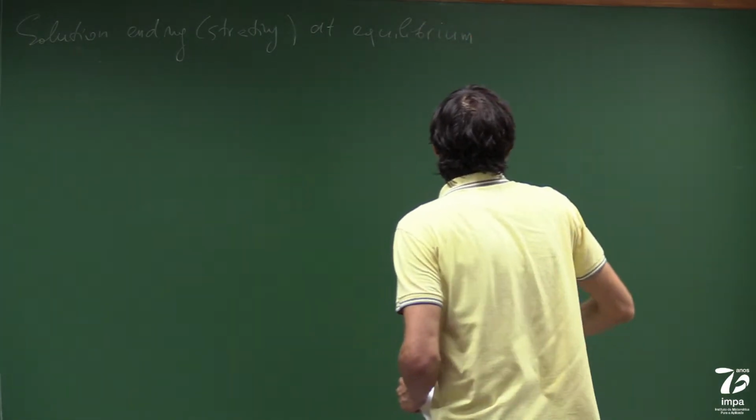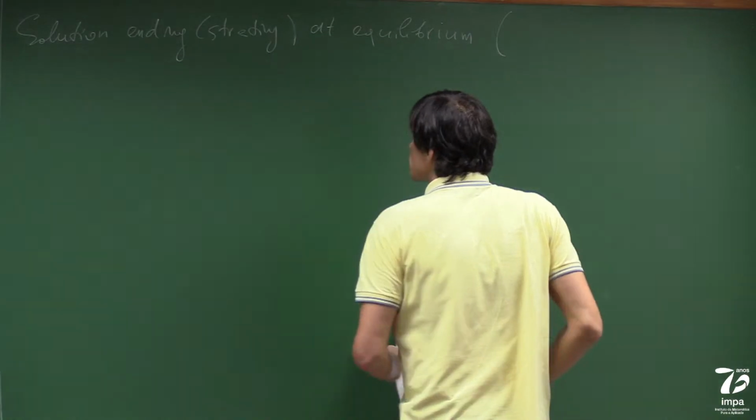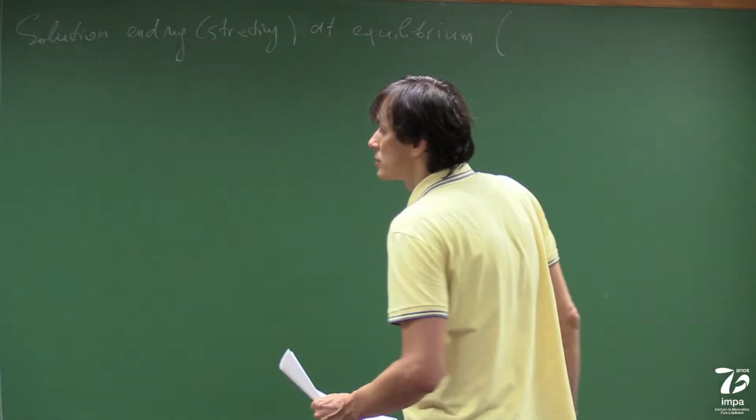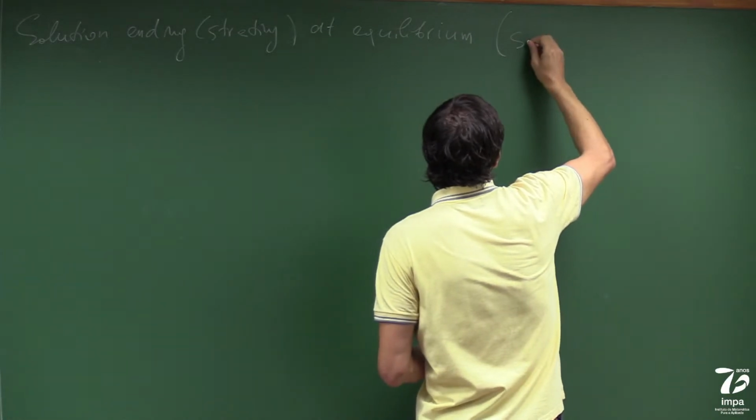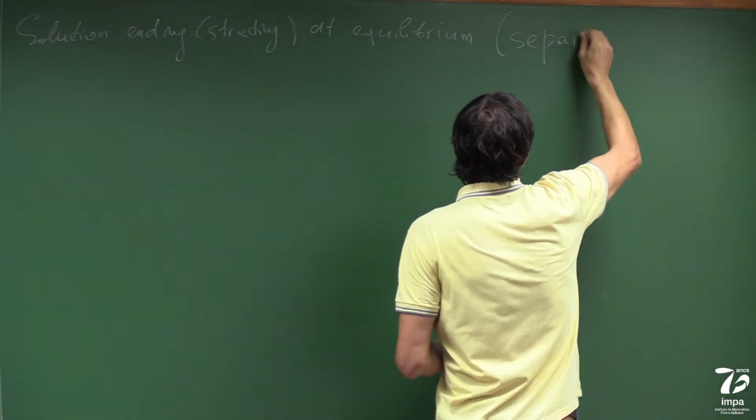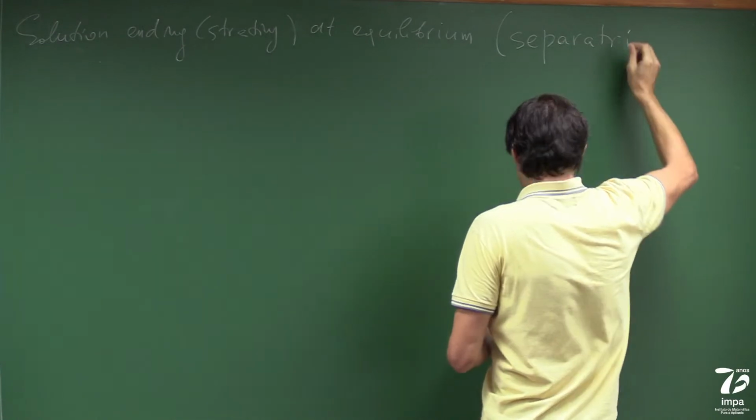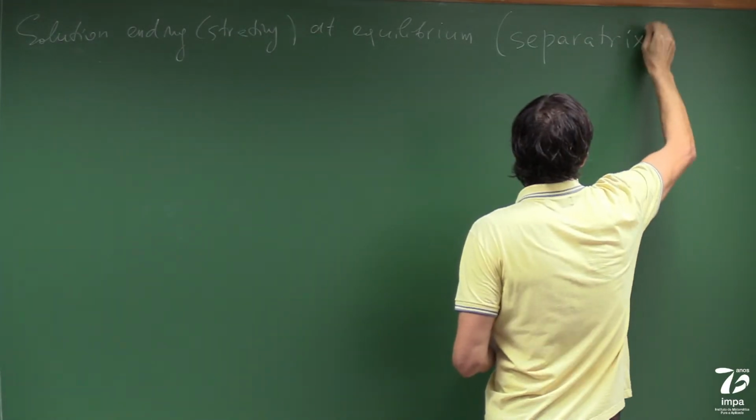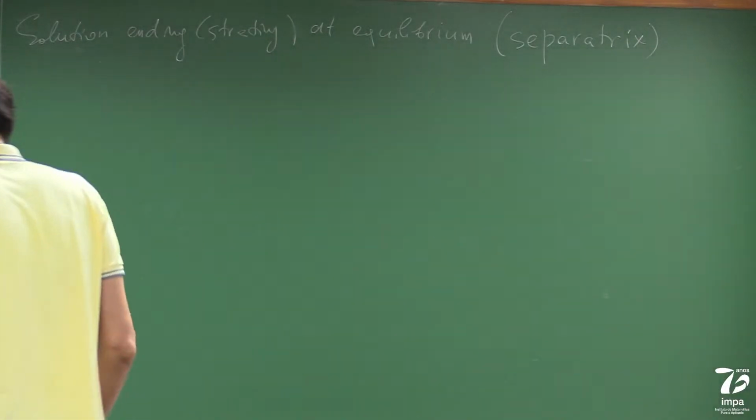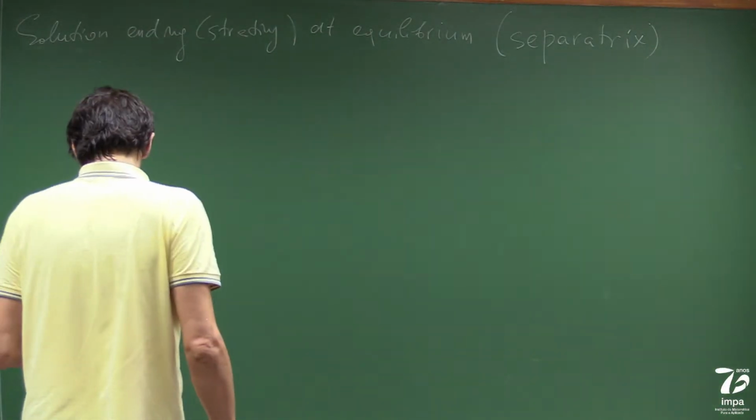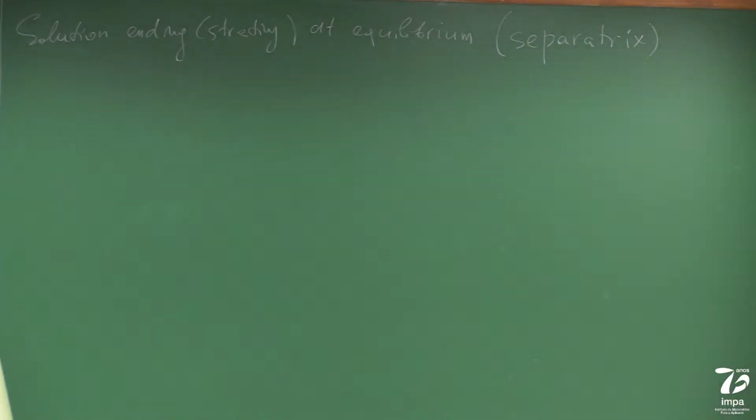This solution is called a separatrix. So we will see the reason why it's called like this in a while. Actually, it separates different types of behavior. This we will see why. So let's just compute.